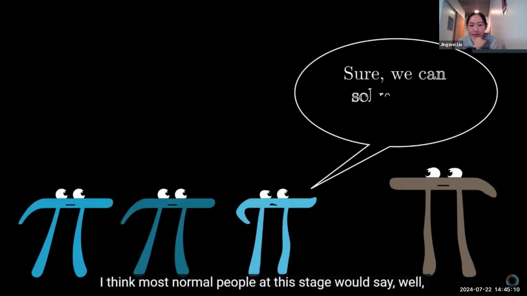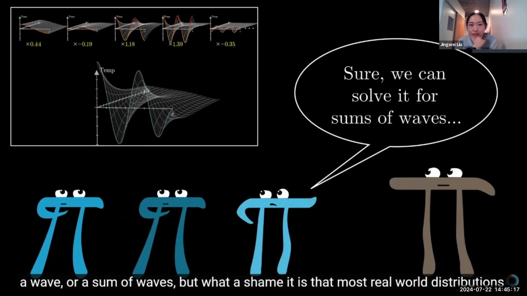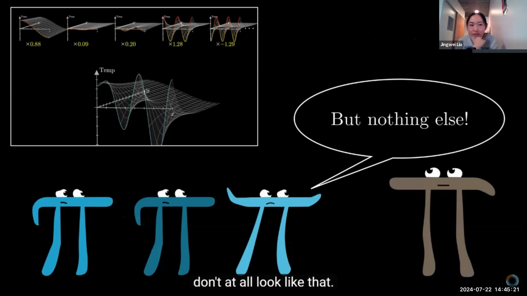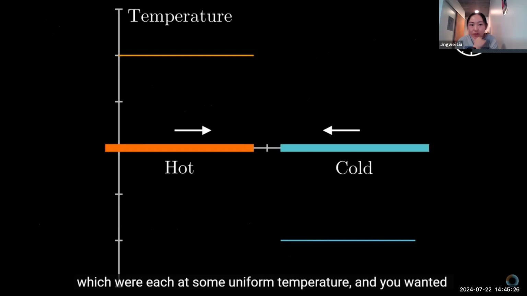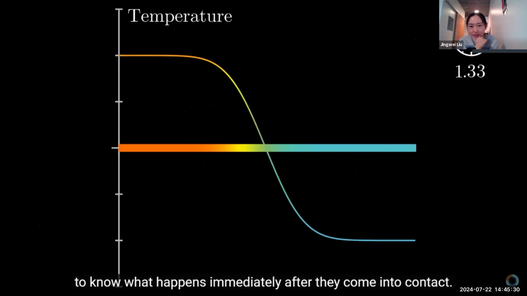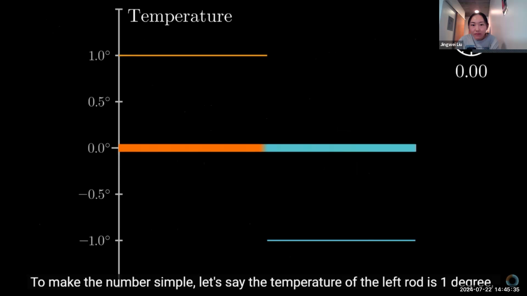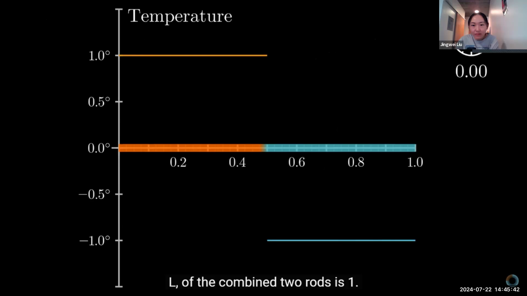I think most normal people at this stage would say, well, I can solve the heat equation when the initial distribution just happens to look like a wave, or a sum of waves, but what a shame it is that most real-world distributions don't at all look like that. I mean, for example, let's say you brought together two rods which were each at some uniform temperature, and you wanted to know what happens immediately after they come into contact. To make the numbers simple, let's say the temperature of the left rod is 1 degree, and the right rod is -1 degree, and that the total length, L, of the combined two rods is 1.